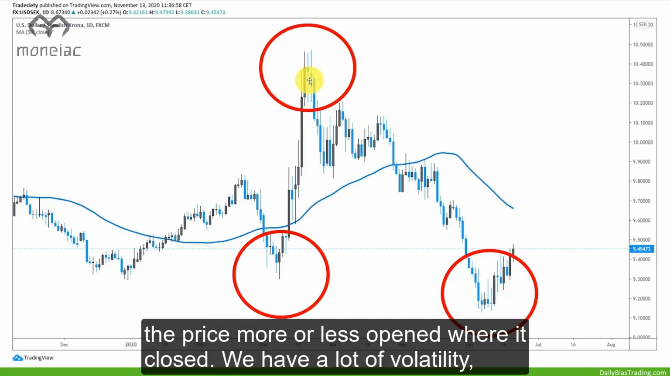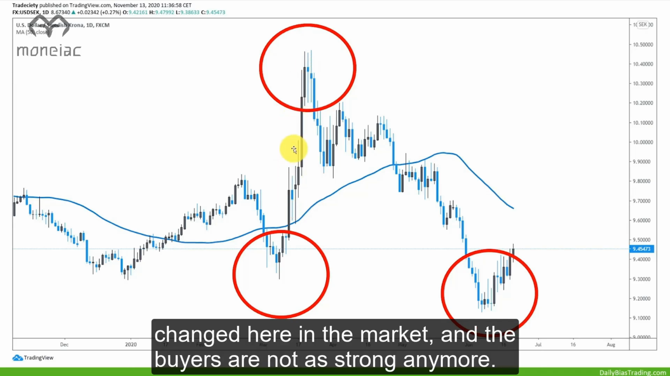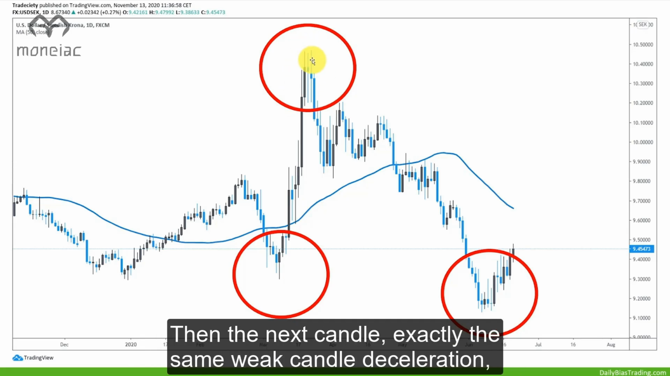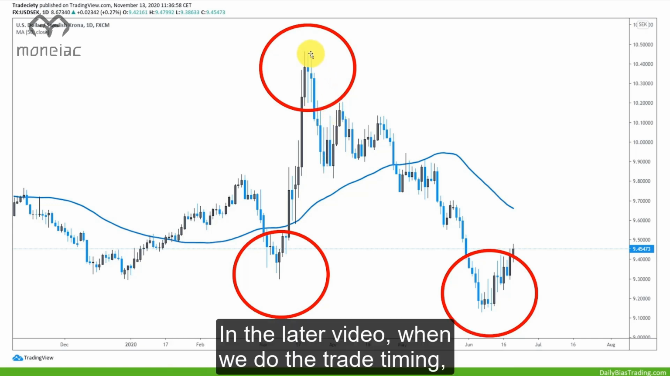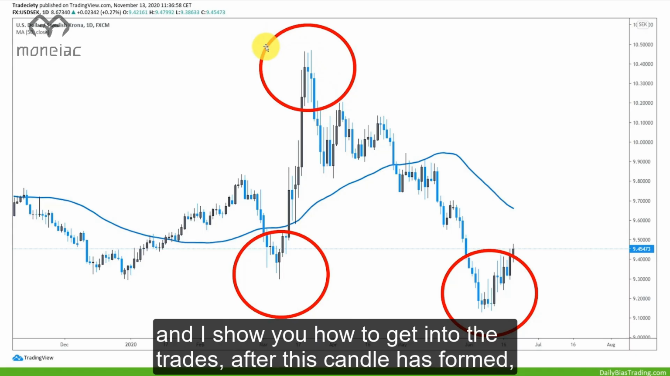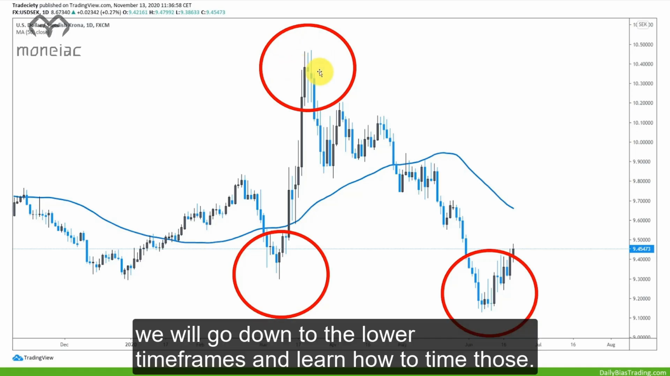We have a lot of volatility, but you can see this candle obviously shows you that something has changed here in the market and the buyers are not as strong anymore. Then the next candle, exactly the same, weak candle, deceleration, and then the following candle, the market completely collapses. In a later video, when we do the trade timing and I show you how to get into the trades, after the first deceleration candle has formed, we will go down to the lower time frames and learn how to time those.